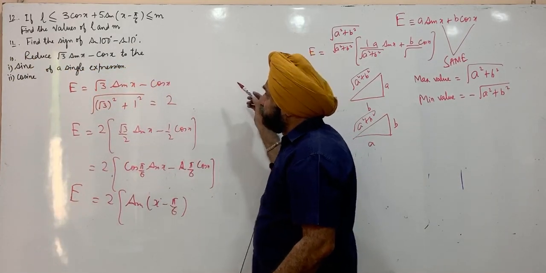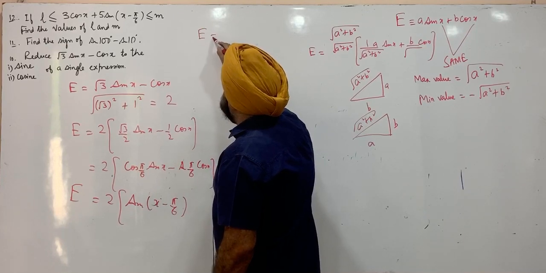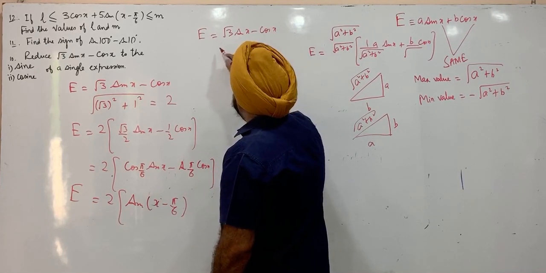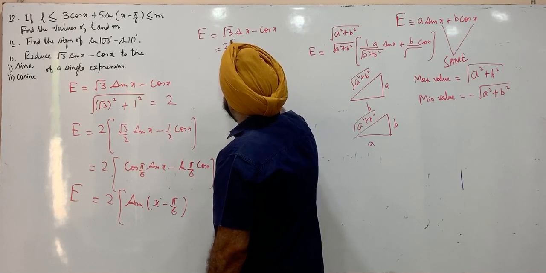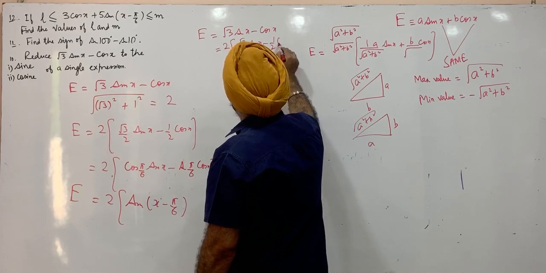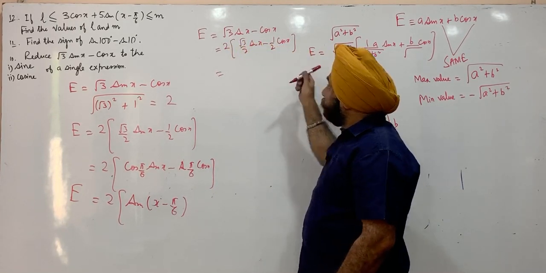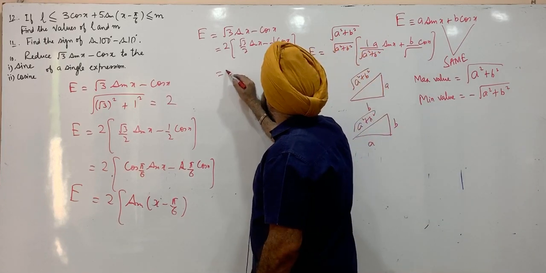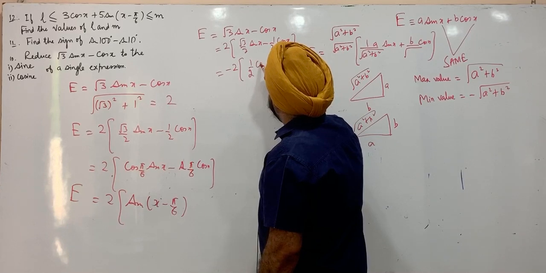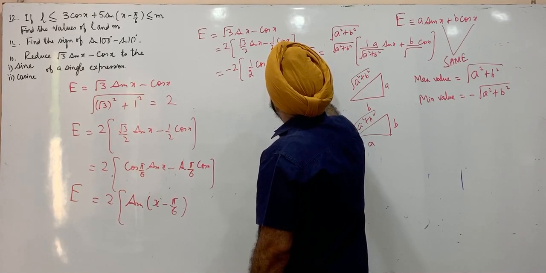For the same question, when we have to change to cosine of single expression, we write E as root 3 sin x minus cos x. Again divide by 2. We get root 3 by 2 into sin x minus 1 by 2 into cos x. Now here we take the minus sign outside. This is minus 2, and we'll have 1 by 2 into cos x minus root 3 by 2 into sin x.